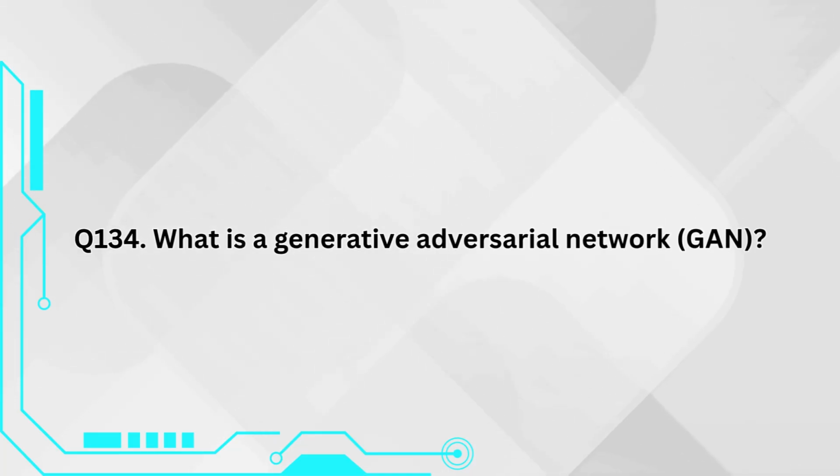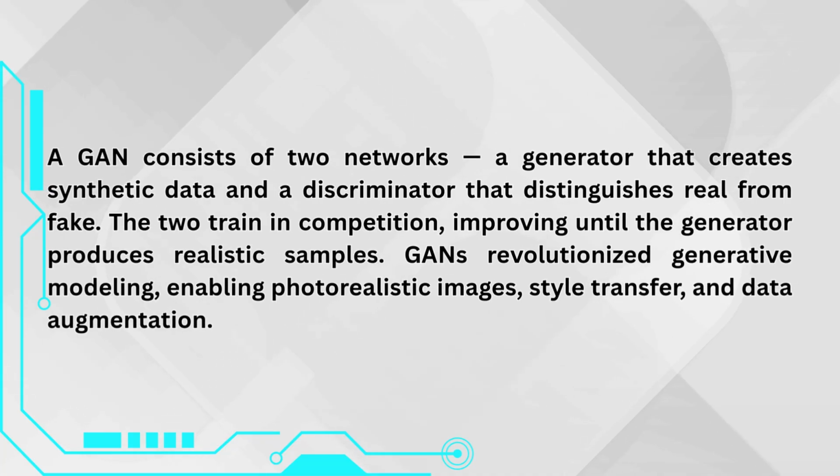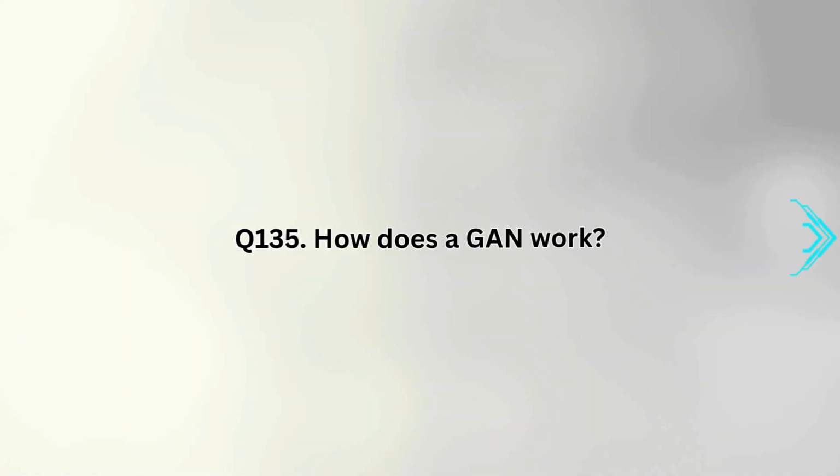What is a generative adversarial network, GAN? A GAN consists of two networks, a generator that creates synthetic data and a discriminator that distinguishes real from fake. The two train in competition, improving until the generator produces realistic samples. GANs revolutionize generative modeling, enabling photorealistic images, style transfer, and data augmentation. How does a GAN work?